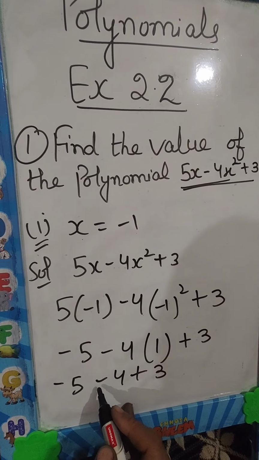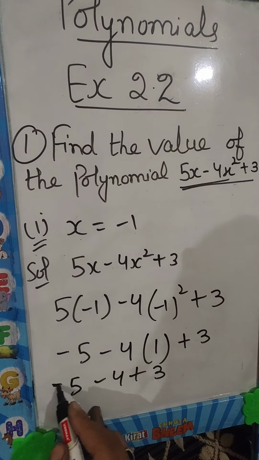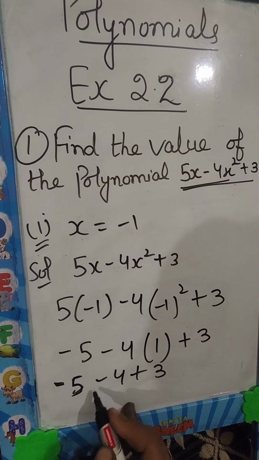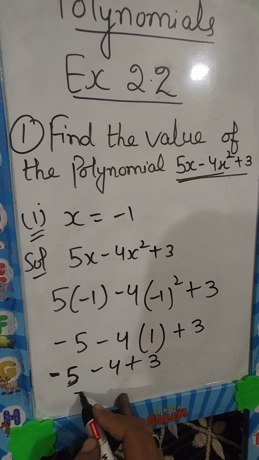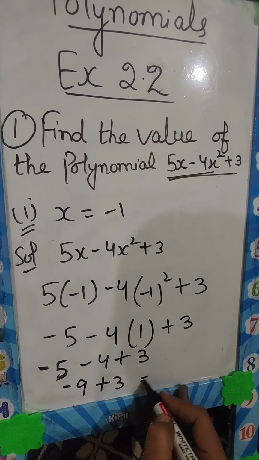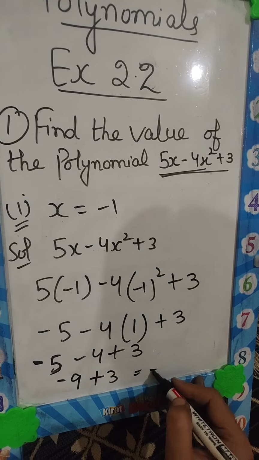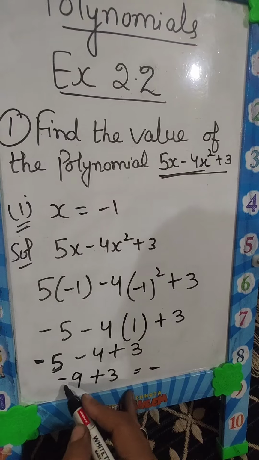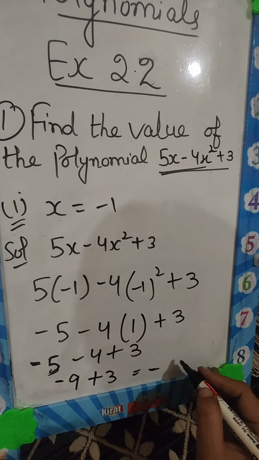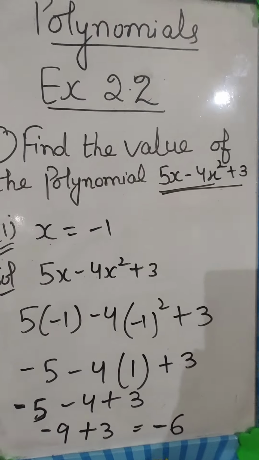Now minus 5 minus 4 into 1, that is 4, plus 3. So minus minus plus, but the sign will be after the bigger digit, that is minus. So minus 5 minus 4 is 9, sign will be minus 9, plus 3. So plus minus minus, again the sign will be minus, and minus 9 plus 3 will be equal to minus 6. So this will be the answer.